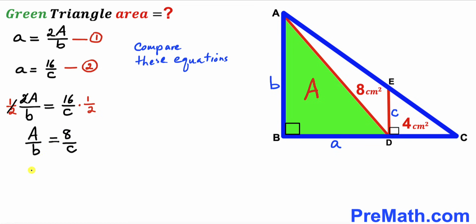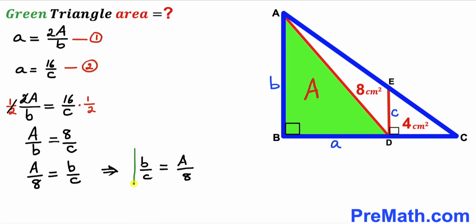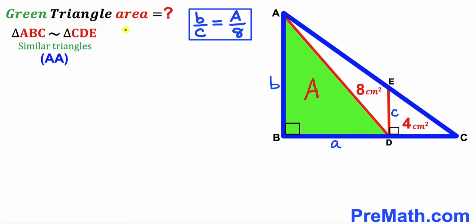So therefore we can write uppercase A divided by 8 equals lowercase b divided by c. And this equation could be written the other way around. I can put b divided by c first, equals uppercase A divided by 8. And that's our main equation.